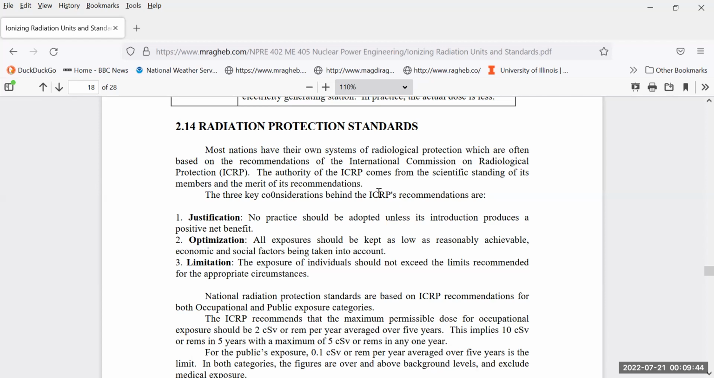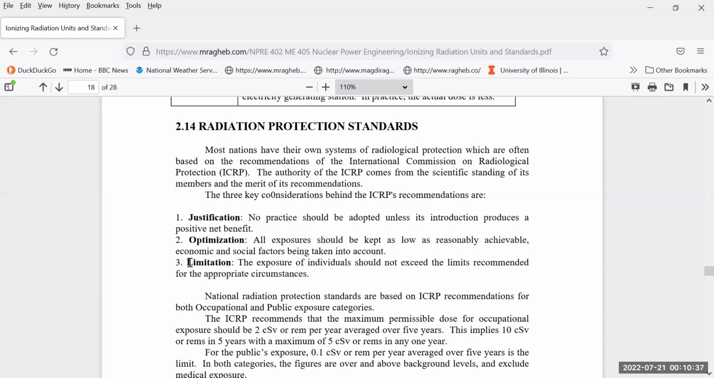The key considerations behind the ICRP recommendation are, first, justification. No practice should be adopted unless its introduction produces a positive net benefit. You have to optimize the exposure to radiation. All exposure should be kept as low as reasonably achievable. And let's remember that terminology here, as low as reasonably achievable, can be the basis of an acronym, ALARA, A-L-A-R-A. ALARA is a principle for the exposure to radiation. We do not expose ourselves or other people to radiation unless the exposure is as low as reasonably achievable. And we have to limit radiation in any way.